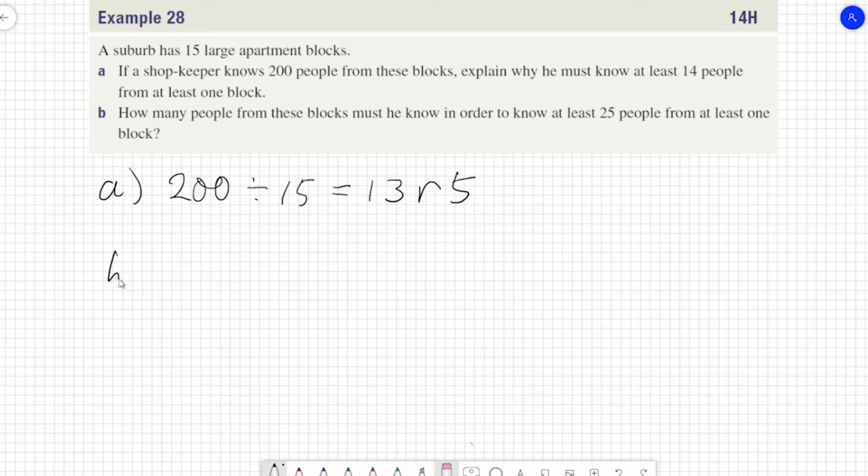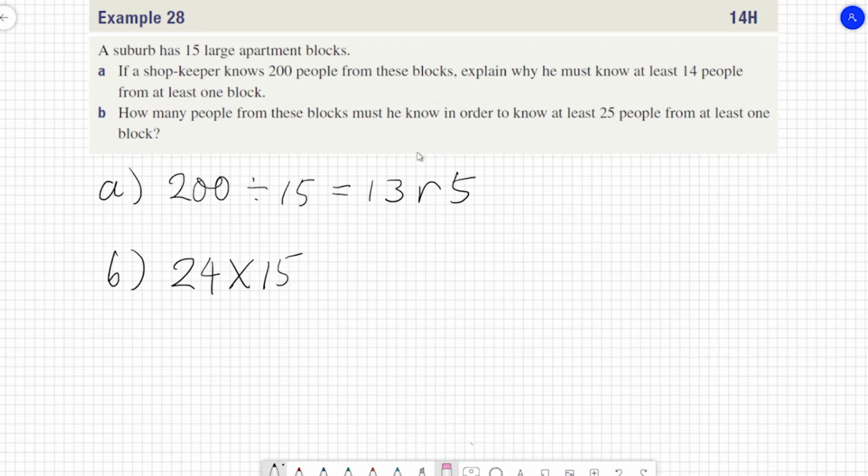Now, if we do the other way around, how many people from these blocks must he know in order to know at least 25 people from at least one block? Once again, it's entirely possible that all 25 people come from the same block, but that's not a guarantee. To guarantee that he will know at least 25 people from at least one block, he has to know 24 people from each block.